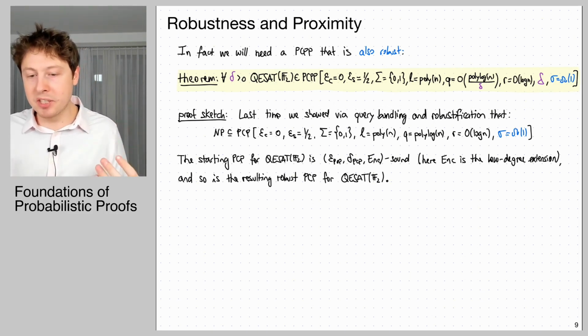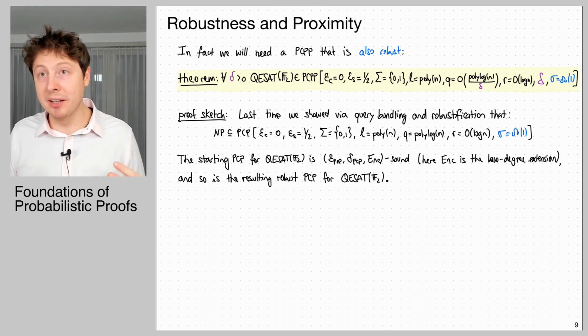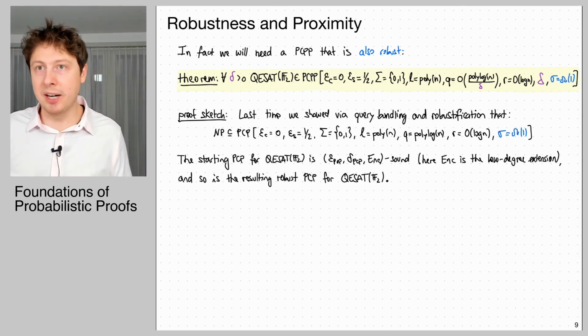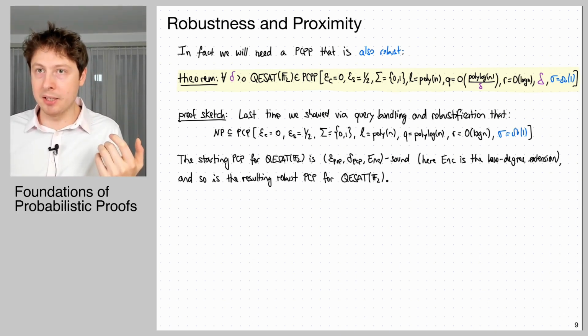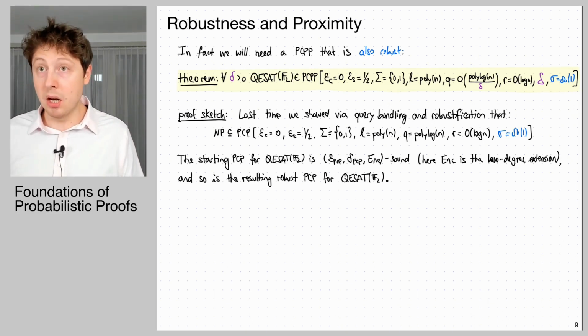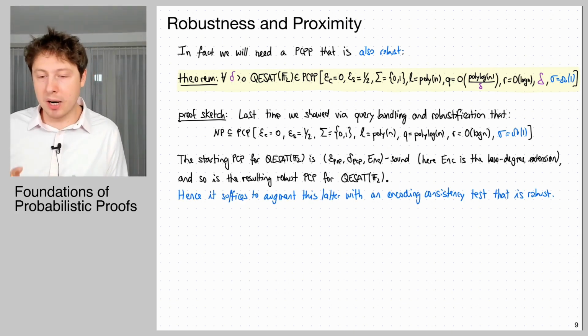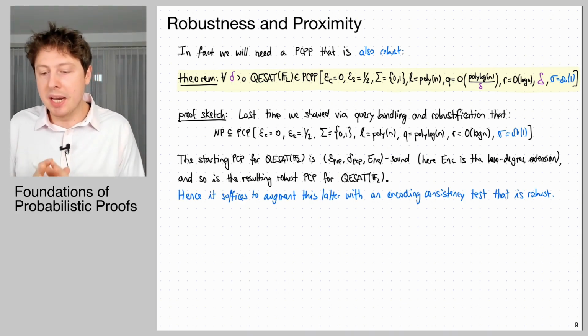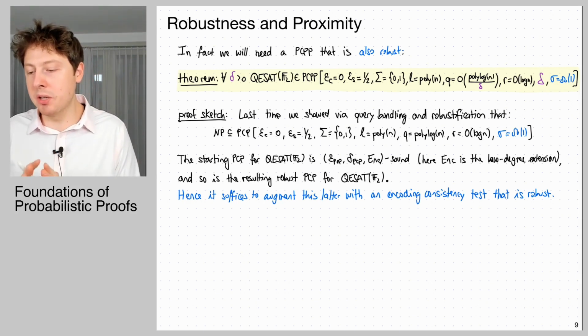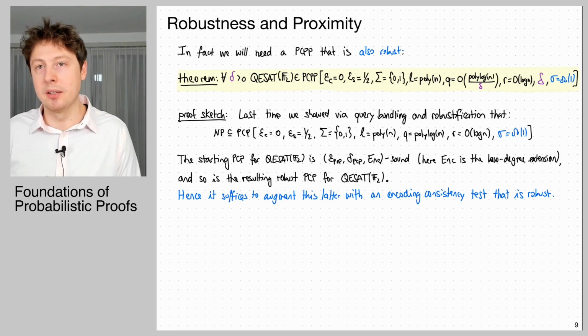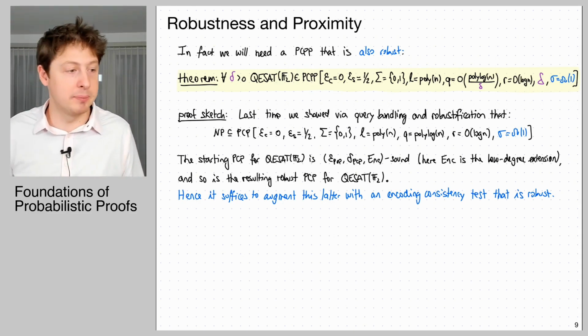Now you have a robust PCP for quadratic equations such that when your robust PCP verifier accepts with high enough probability, it means that one part of the PCP is close to a noisy encoding, is close to an encoding of a valid witness. Okay? So, for us to not mess up robustness, it suffices to augment this one with a robust encoding consistency test. It's basically what we just did, but we want to do it in a robust way because we're starting from something robust and we don't want to mess it up.